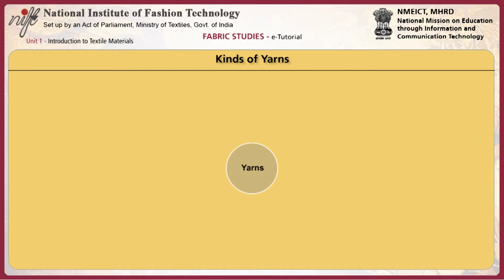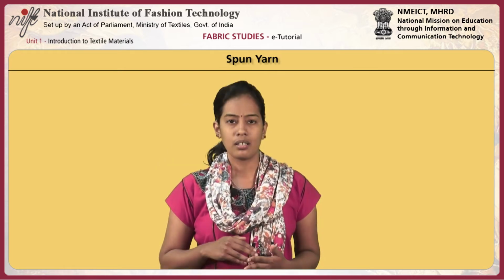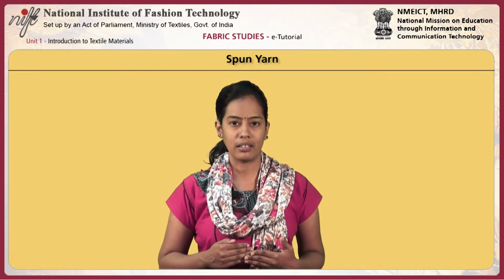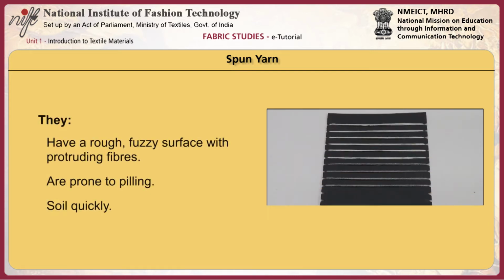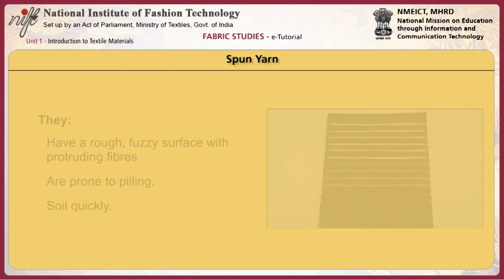There are different kinds of yarns like spun yarns, filament yarns, plied yarns, textured yarns, stretch yarns, high bulk yarns, fancy yarns and blended yarns. Yarns made of twisting short fibers are called spun yarns. Spun yarn usually has a rough, fuzzy surface with protruding fibers. Fabrics made of spun yarns are prone to pilling and soil quickly.